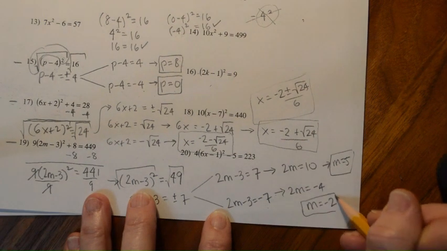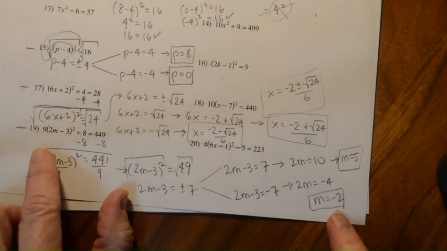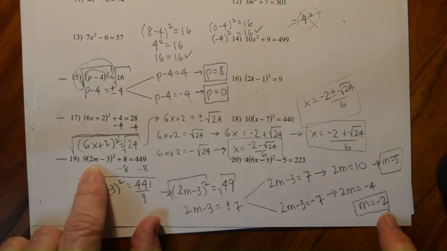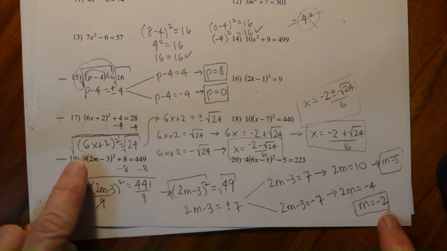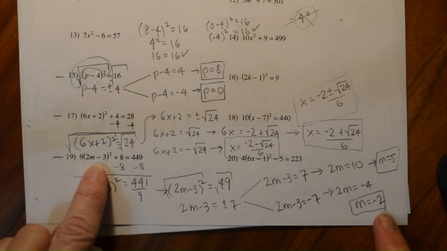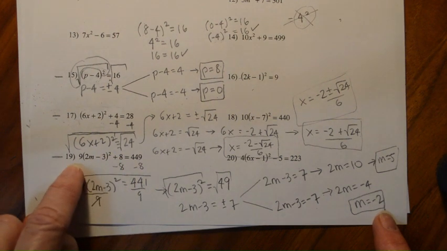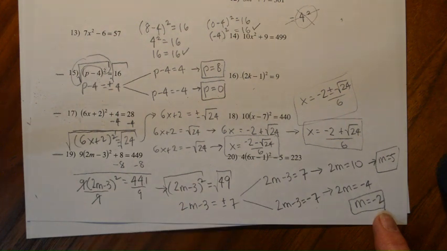I encourage you to go back and check those in there and just verify for yourself that they actually work. Again, start back at the original equation. Don't use some variation in between. Go all the way back to the beginning and put them in there. And remember, follow order of operations. So do what's in the parentheses first, then square, then multiply, then add, and you should get 449.